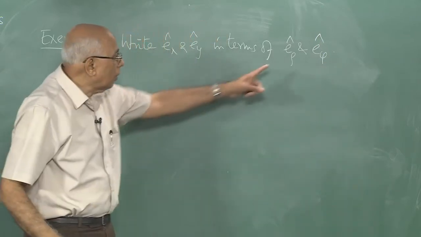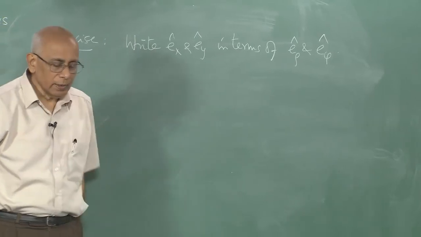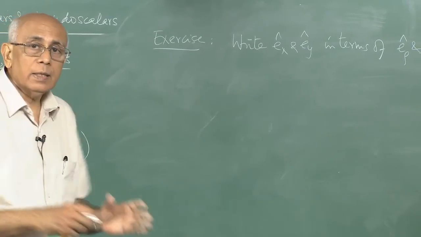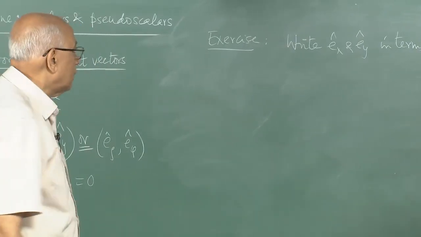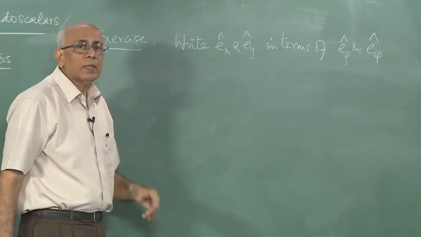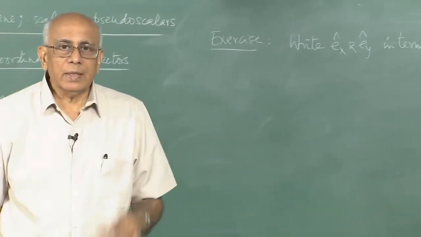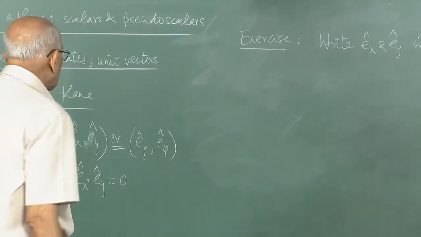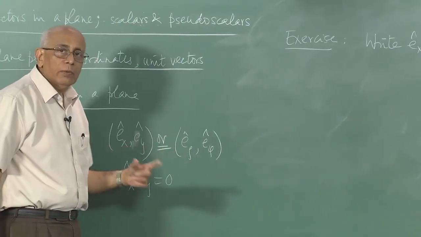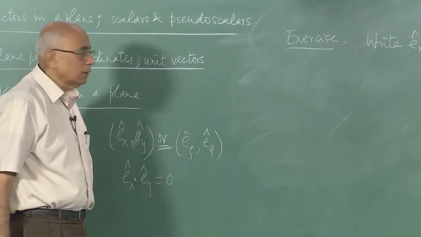I already wrote down formulas which expressed E rho and E phi as linear combinations of Ex and Ey. Now what you should do is to write Ex and Ey as linear combinations of E rho and E phi, and verify that Ex and Ey do not involve the coordinates themselves, because they are constant vectors, both in magnitude and in direction. Whereas E rho and E phi are unit vectors, magnitude is always 1, but the direction changes from point to point.